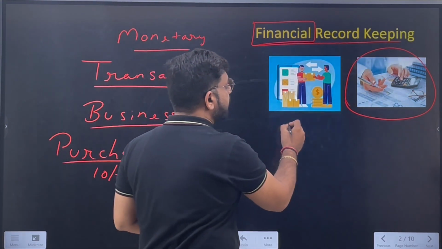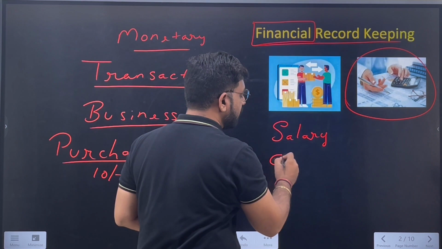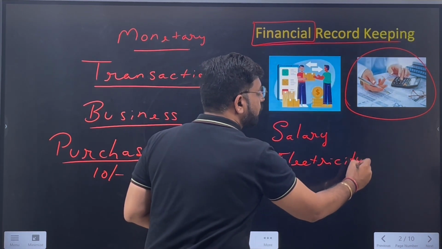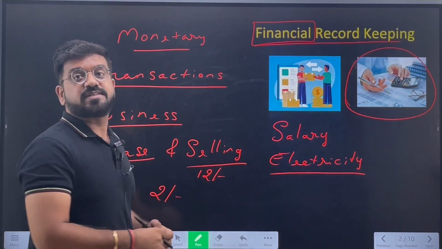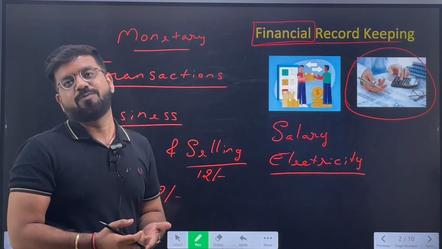Like we pay salary, apart from that, we also pay the electricity bill. These are all the expenses we have to pay on a daily basis. So these are all the transactions which are to be recorded. Or else, without recording transactions, we will not be able to get the accurate and exact profit. So this was the first basic thing, why we have to do accountancy.